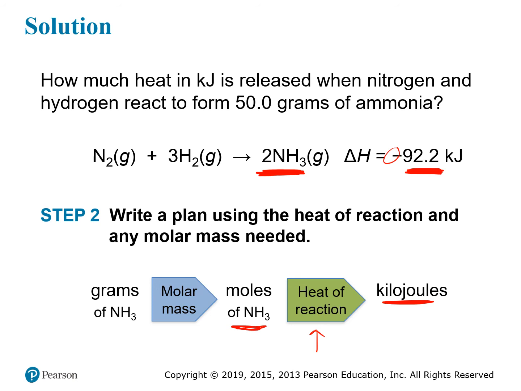Again, the sign of delta H is really just a way of keeping track of which direction the heat flows. Is it going into the system or out of the system? In this case, it's going out of the system, it's released, and so we use a negative sign. So this heat of reaction, going back to the plan, is the conversion factor between moles of ammonia and kilojoules released. But we're not given moles of ammonia, we're given the grams of ammonia, so we need the molar mass of ammonia to go from grams of ammonia to moles. So this is overall our plan.